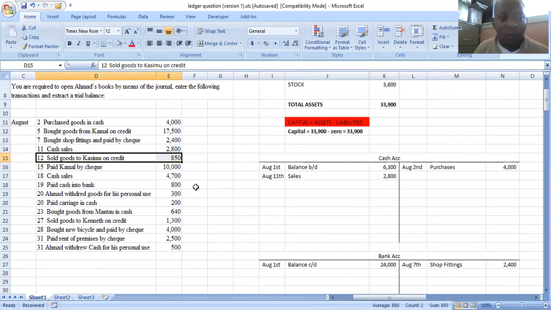Sold goods to Kasimu on credit. So in this case, the two accounts are sales and Kasimu. Because it's sold to Kasimu on credit, no cash or bank has been received. So we end up with a debtor, who is an asset to the business. Sales is a revenue and Kasimu is a debtor, which is an asset. So both are increasing. We are earning more sales, so therefore credit sales account, and Kasimu's account, being an asset that is increasing, we debit. So therefore credit sales and debit Kasimu's account.